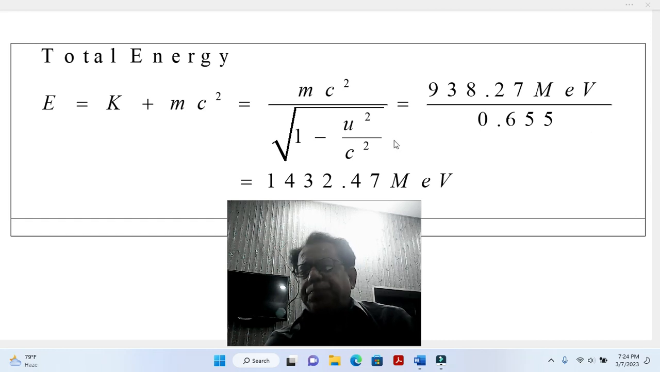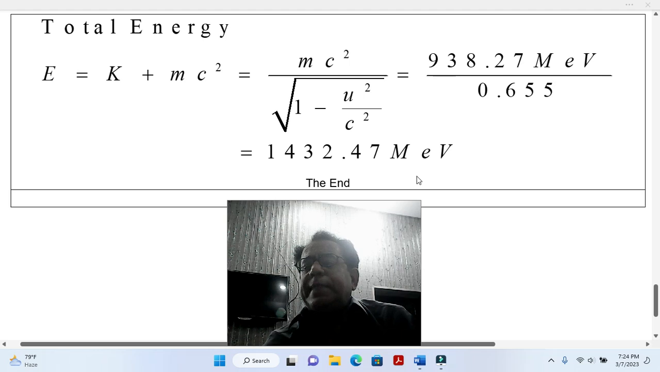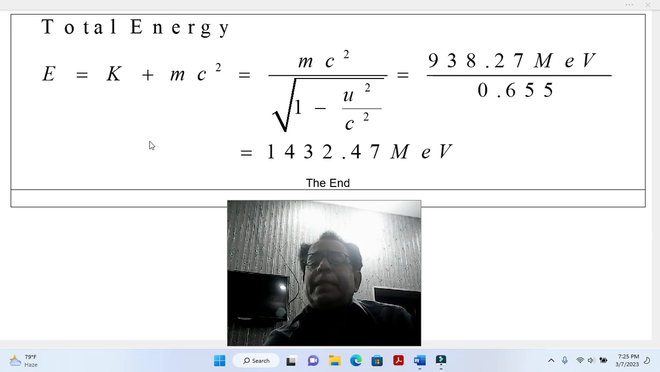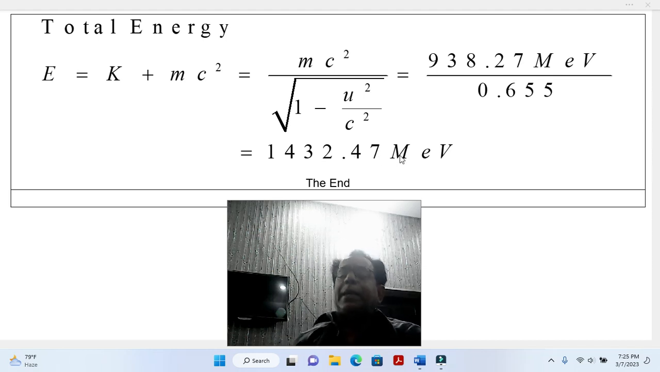Its unit is the same, million electron volt. We have just simplified this expression, 938.27 divided by 0.655, and the total energy becomes equal to 1432.47 million electron volt. And this is the end of our problem.